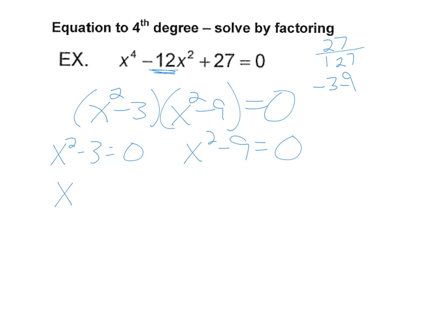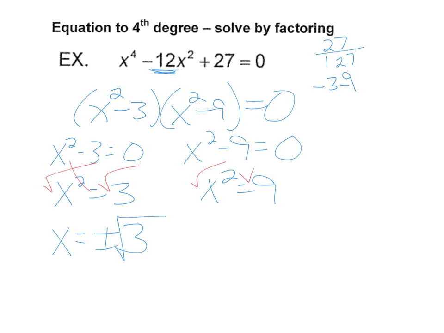And then add 3. Now I've got x squared, so I need to square root both sides. Remember that when you square root both sides of an equation, you have to put plus minus with the answer. Oops, it should be plus or minus square root of 3. And then add the 9. Square root both sides. And x is plus or minus 3. So I actually have 4 answers because my equation is to the 4th degree. The biggest exponent is 4. That tells me how many solutions I have.